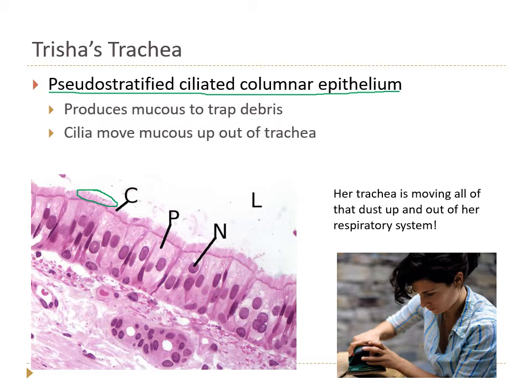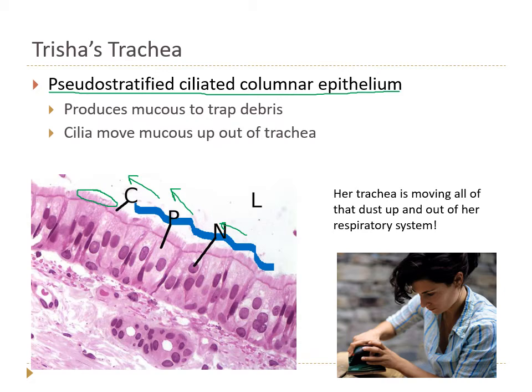What you can't see in this image, but you know is there, are goblet cells, right, which produce mucus. So you get a nice layer of goopy mucus on the surface of these cells. And then the mucus traps debris, and the cilia beat and move it. This whole thing gets moved up out of your respiratory tract, up out of your trachea, into the back of your throat, and you cough it up and out.